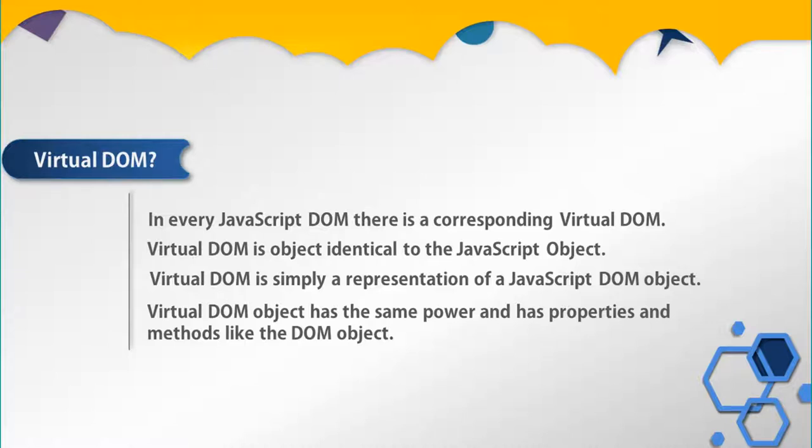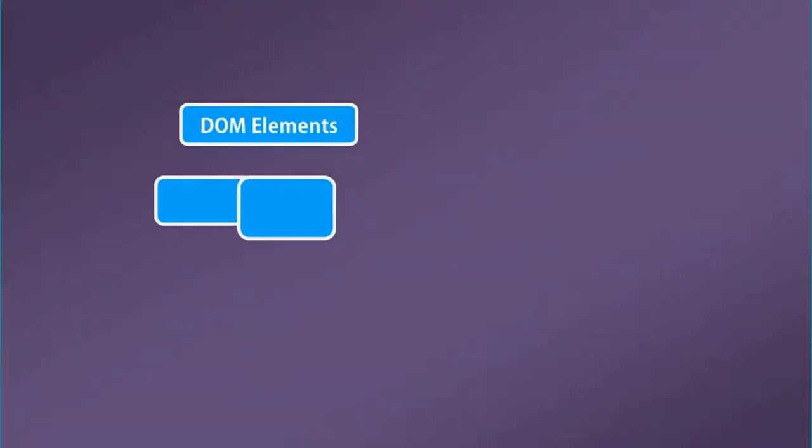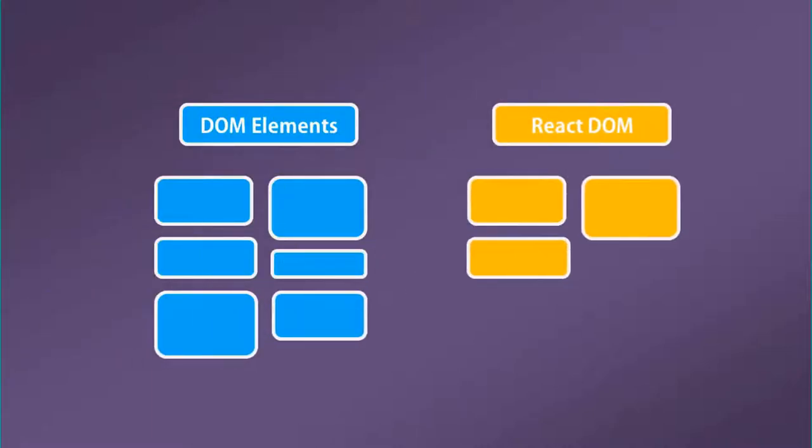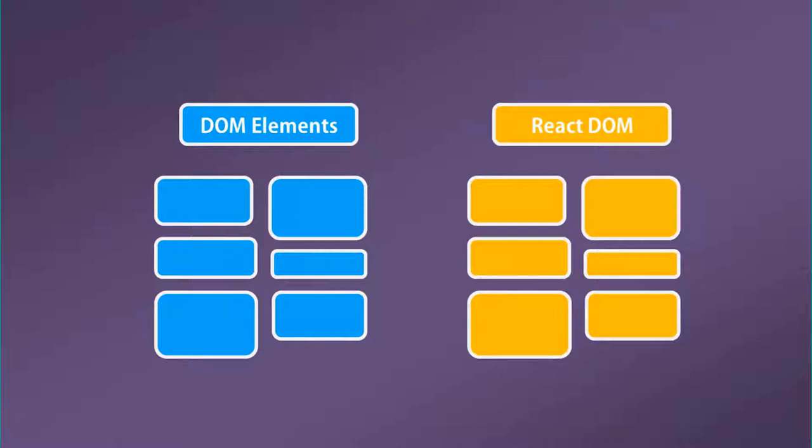Manipulating a DOM is very slow. On the other hand, manipulating a Virtual DOM is much faster than the actual DOM object. Now let's see how Virtual DOM works. Let's say you have a few DOM elements, these are pure JavaScript DOM elements. On the other hand, you have a Virtual DOM representing the same DOM elements.